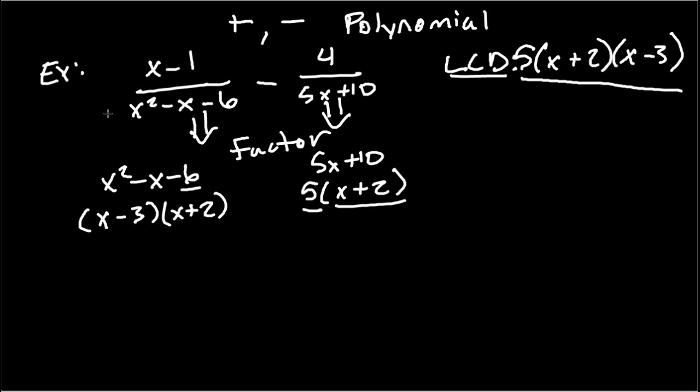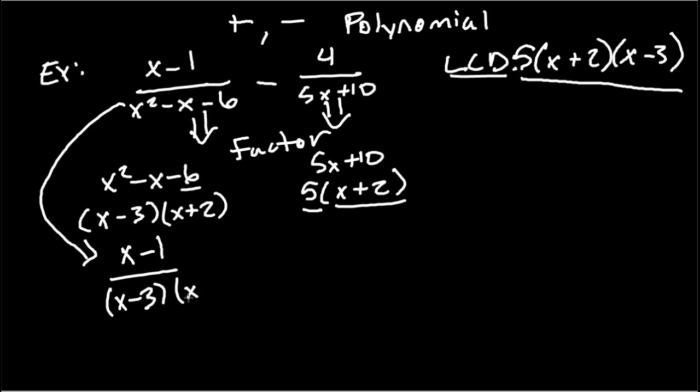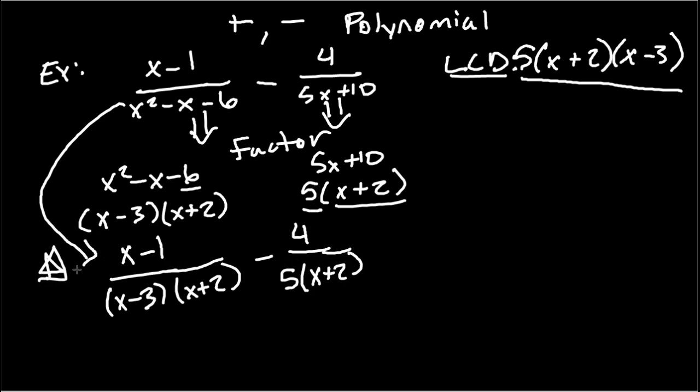Now, here's the trick. To figure out what we need to multiply our denominators by, let's rewrite our problem in factored form. So let's go x minus 1 over x minus 3 times x plus 2. Okay, we just brought our factored denominator down here. And then minus 4 over, just bring down our factored form, 5 times x plus 2. Okay, so here's our new problem. This is the current step that we're on right now.